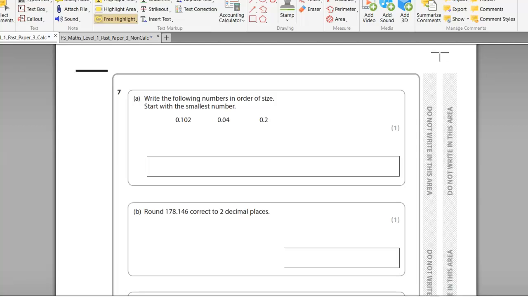Level 1, Paper 3, final part, video part 3. Okay, question 7. So we've got to write the following numbers in order of size. Start with the smallest number.